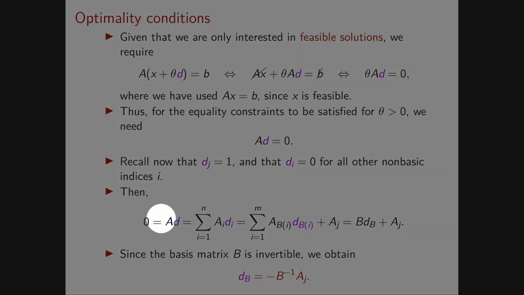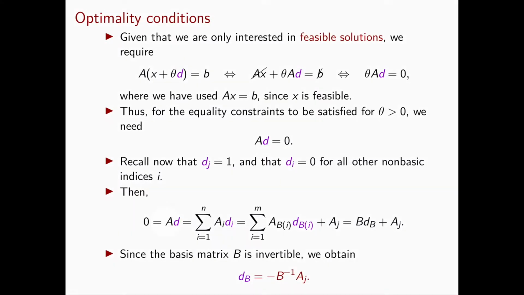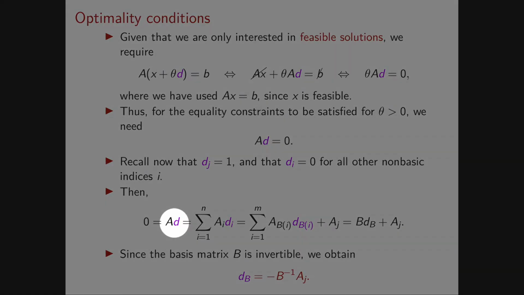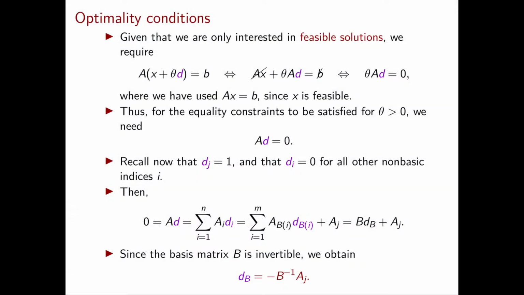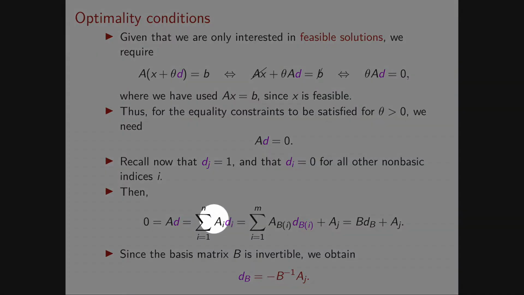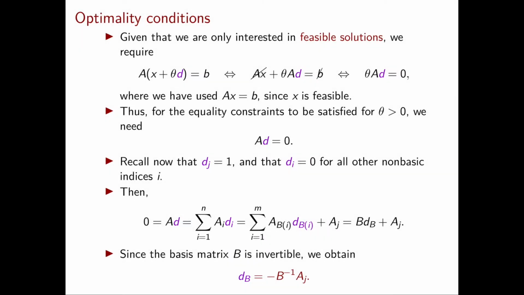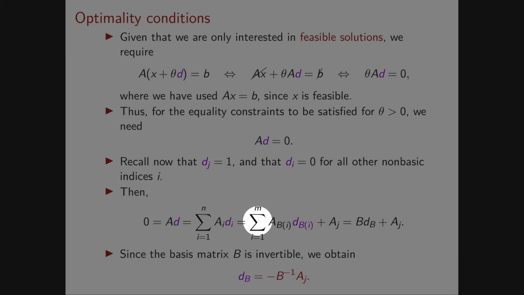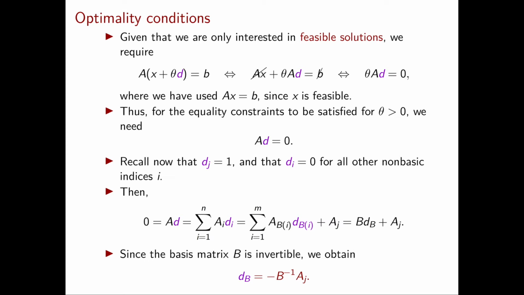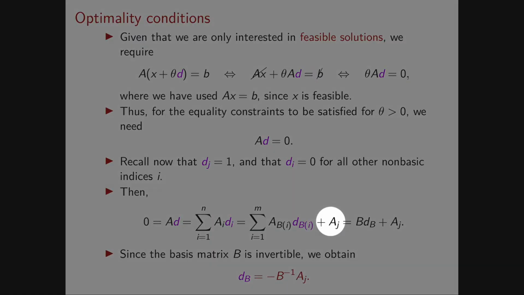So let's rewrite Ad equal to 0 here, and let's expand Ad according to the components of d. Ad is the sum of A_i d_i for i that ranges from 1 to n, and now we break down this sum into the basic components of d and the non-basic ones. The basic components will be the sum for i that ranges from 1 to m of A_Bi d_Bi. And then the non-basic components are very simple because almost all are 0. The only non-basic component of d that is positive is d_j, which is equal to 1. So we will obtain simply plus A_j.